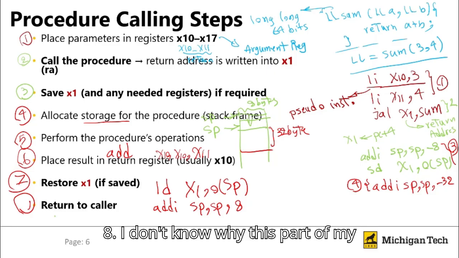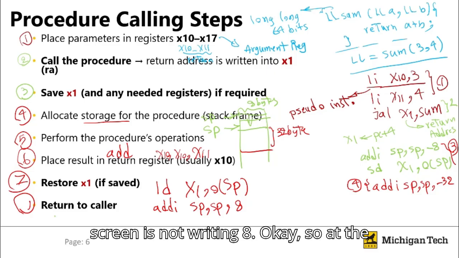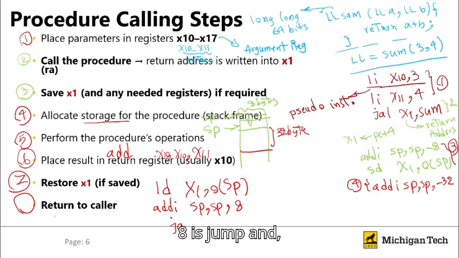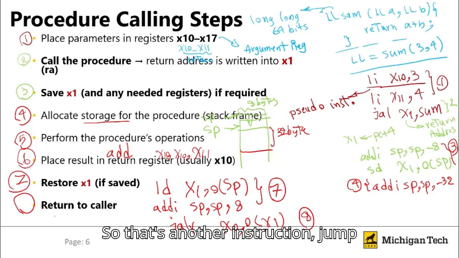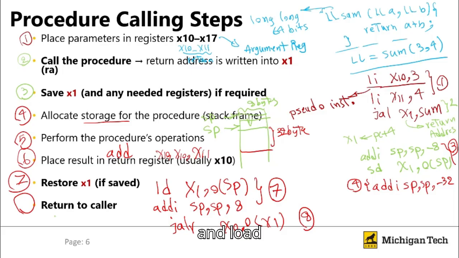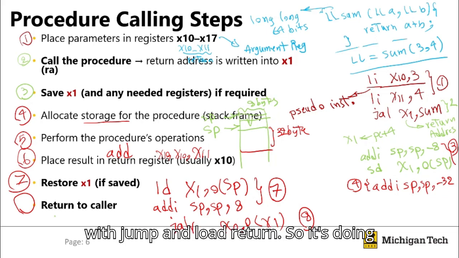The last instruction is return, step 8. I don't know, this part of my screen is not writing 8. Okay, so step 8 is jump, and so this is 7. Jump and return: x0, x1, 8. Okay, I'm going to explain. So that's another instruction, jump and load return. We call with jump and load. We return with jump and load return.